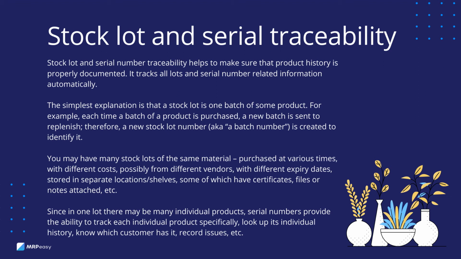You may have many stock lots of the same material, purchased at different times with different costs, possibly from different vendors, with different expiry dates, stored in separate locations, shelves, some of which have certificates, files, or notes attached, etc. Since in one lot there may be many individual products, serial numbers provide the ability to track each individual product specifically, look up its individual history, know which customer has it, record issues, etc.